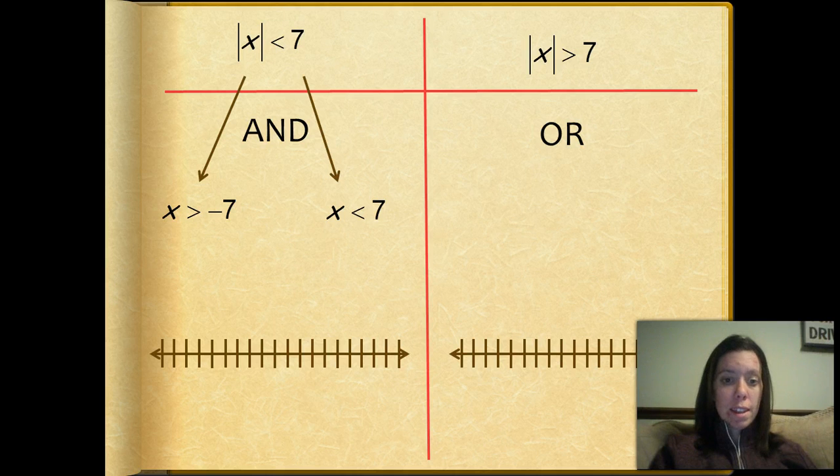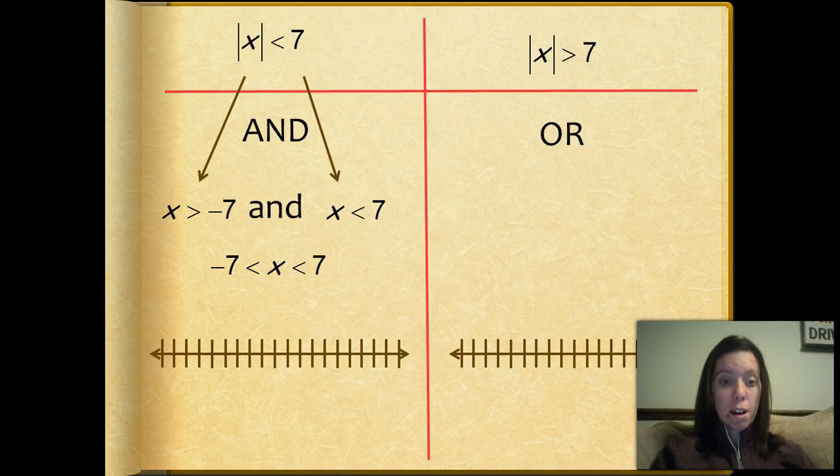You connect it with the word and. You can rewrite it as a string like this. You've seen that before. We've done that several different times. And inequalities can always be rewritten that way. And then you know how to make the graph.